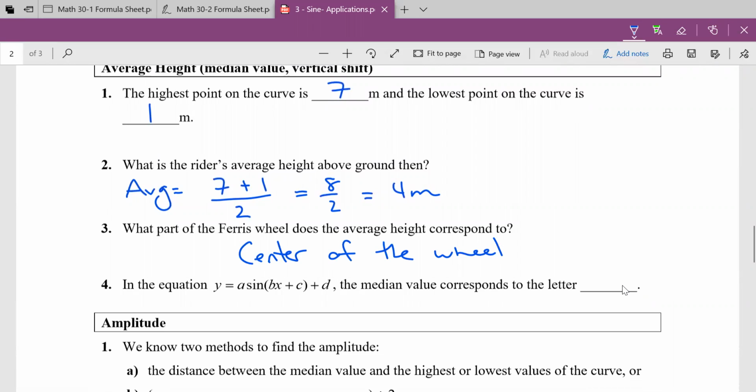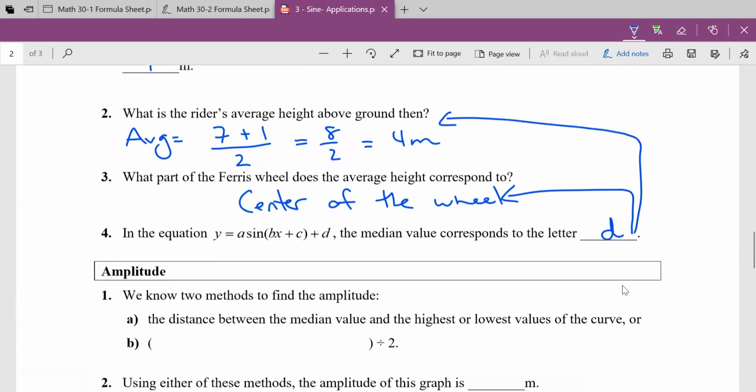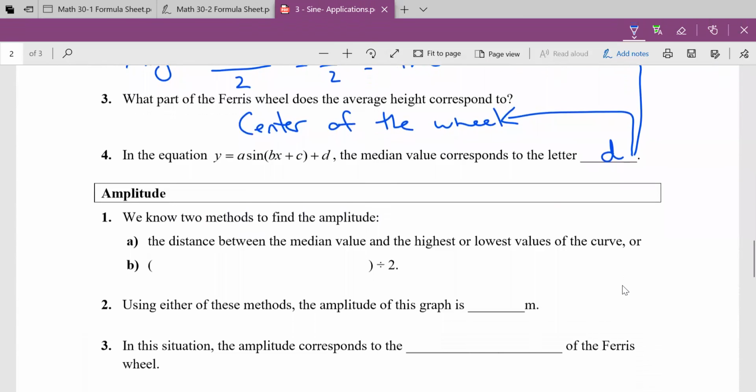So in the equation, the median value corresponds to the d value. But in the context of the question, what I want you to say is that's the center of the wheel, or in the context of the question, I want you to say that's the average height of the rider as they go around. That's what I'm talking about. When we're in a contextual question, how does it relate to the context?